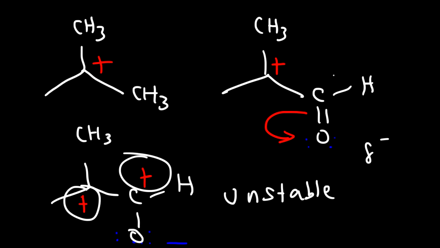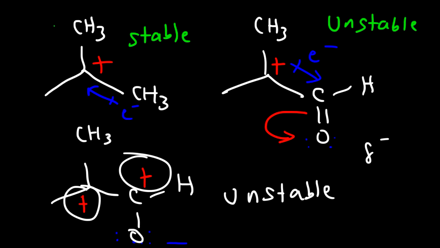And so that is why this is an electron withdrawing group, because it pulls electron density away from something, whereas the methyl group pushes electron density to the carbocation, making it more stable. But if you pull away electron density from a carbon that really wants electrons, you make it less stable or unstable. And so this situation is better.